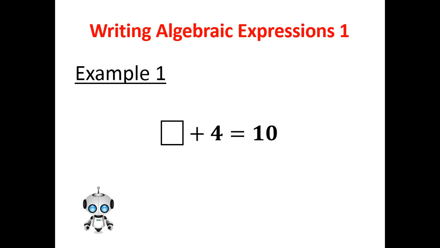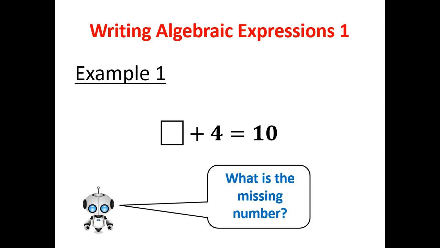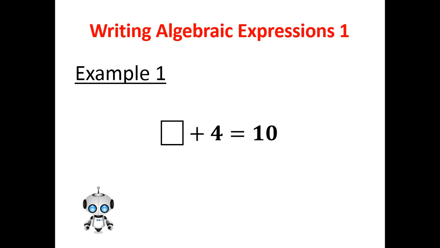Example 1. Something plus 4 equals 10. Well, you've already figured out, I hope, that the missing number is 6. 6 plus 4 is 10. But we don't use squares to represent numbers we don't know. We use letters or symbols.